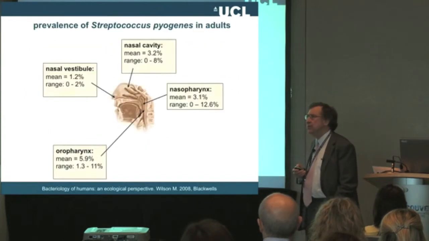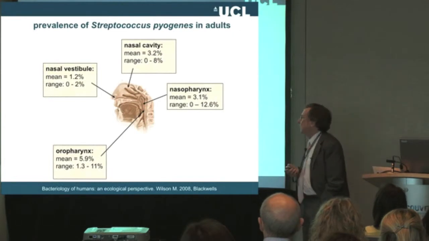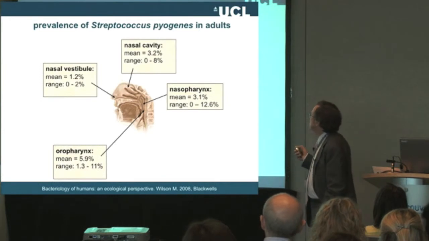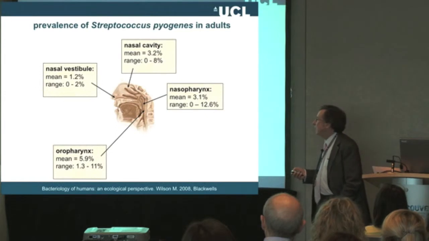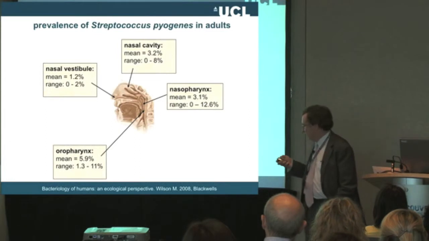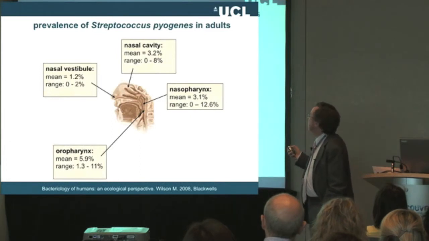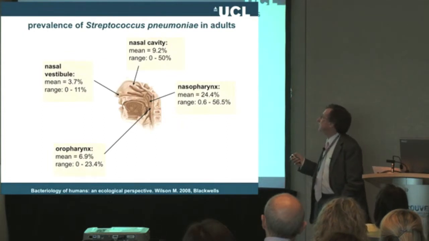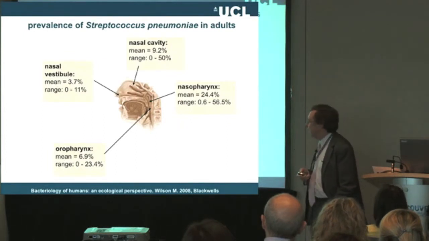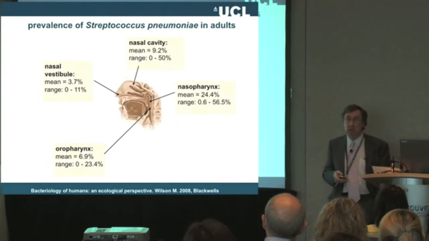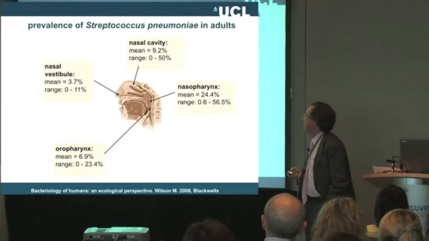So what pathogens are present in the upper respiratory tract? Most of us will probably think, oh, well, we don't really have many pathogens in our upper respiratory tract. If you look at Strep pyogenes, you can see that 5.9% of the adult population carries Strep pyogenes in the oropharynx, 3.1% in the nasopharynx. So they're certainly there. Strep pneumoniae, 24% of healthy, symptomless adults carry Streptococcus pneumoniae in the nasopharynx, and 9.2% in the nasal cavity. Strep pneumoniae, a major pathogen.